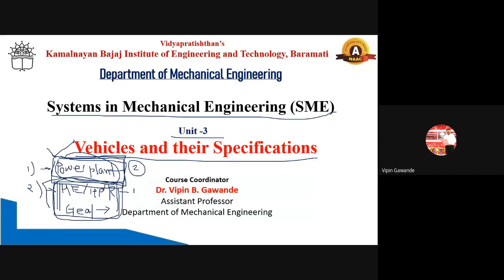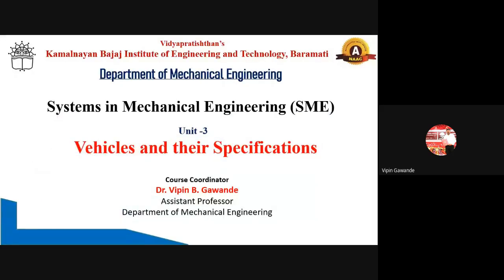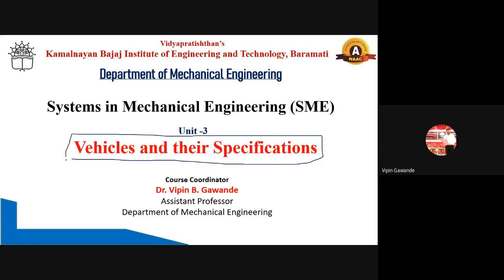Now let us start with today's topic. Today's topic deals with vehicles and their specification. This is now a pure mechanical topic. From here onwards, we don't have numericals in unit number 3 and 4. This is a totally theoretical part now. So, what is meant by vehicles and their specification?